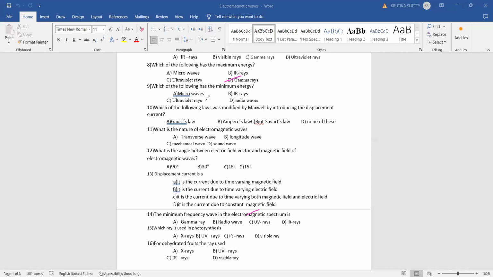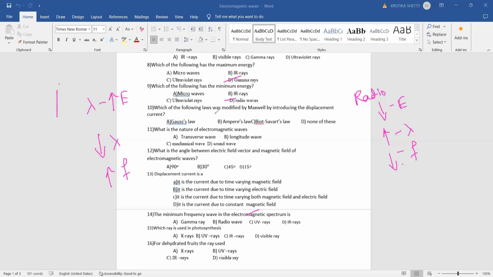So gamma rays are having the highest energies, and they have the shortest wavelength and the highest frequency. Remember this one point: among all the radiations, gamma rays have the highest energy, shortest wavelength and highest frequency. Similarly, radio waves have the lowest energy, longest wavelength, and lowest frequency. So remember that, so that you can answer a few more questions of this type.